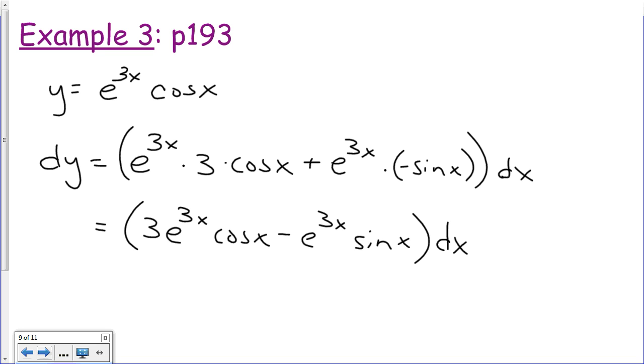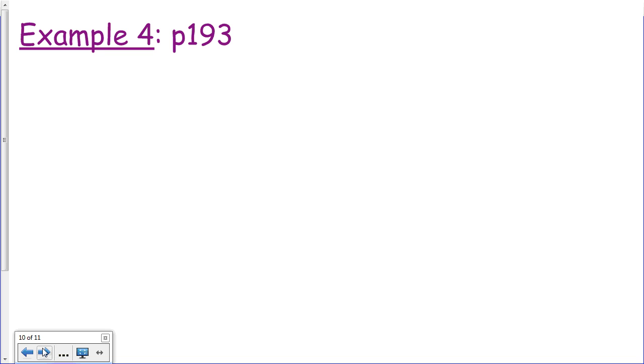So again, to find the differential of y, it's still using the techniques we've learned, actually. It's just finding a derivative, but then at the end, throwing a dx on the end there, multiplying by dx. Let's try another one of those. Let's look at example 4.